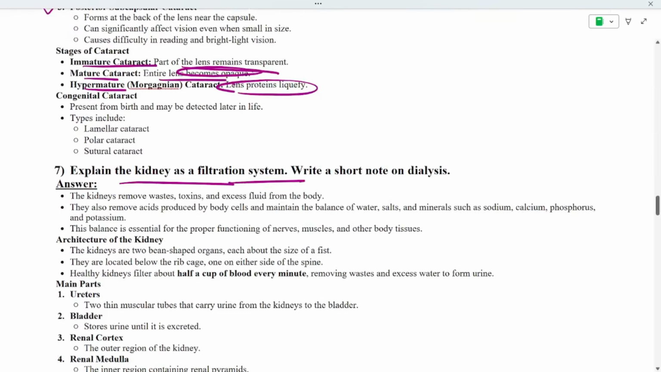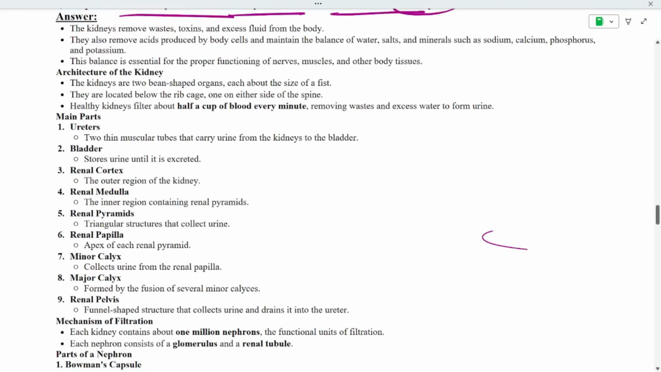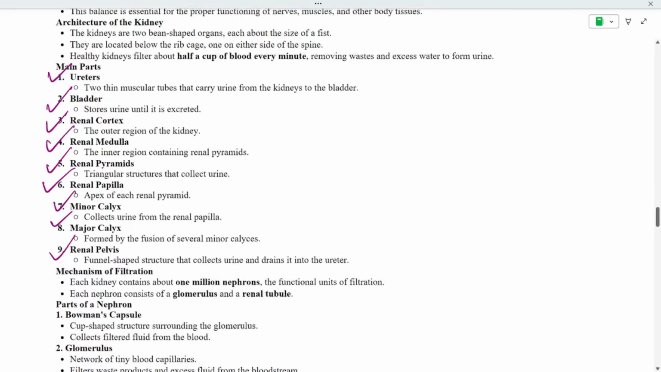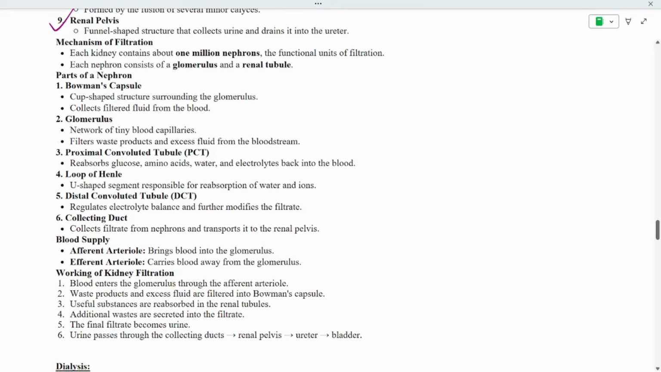Next, the kidney acts as a filtration system, and a note on dialysis. The kidney has the ureters and bladder, renal cortex, renal medulla, renal pyramids and renal papilla, minor calyx, major calyx and renal pelvis. There are 1 million nephrons in a kidney that act as the functional unit for filtration.